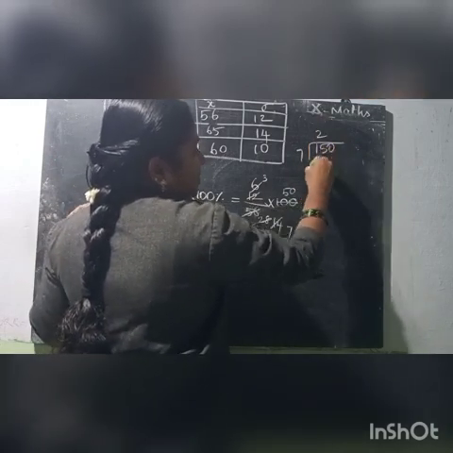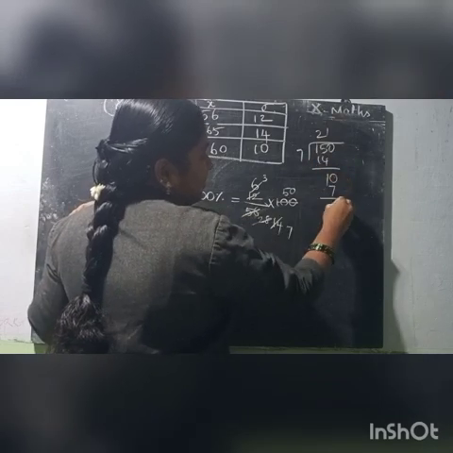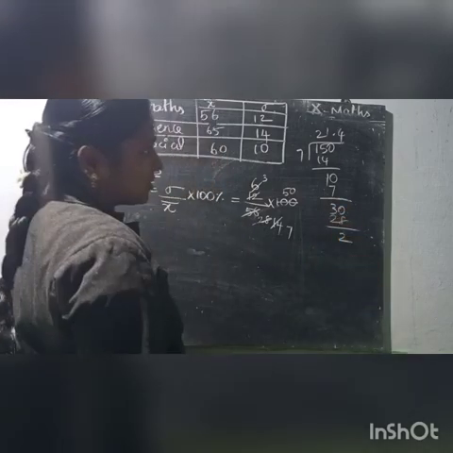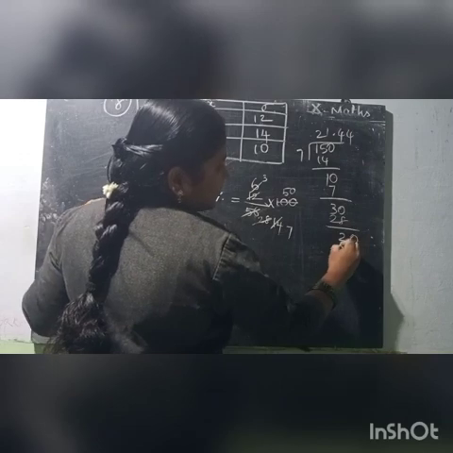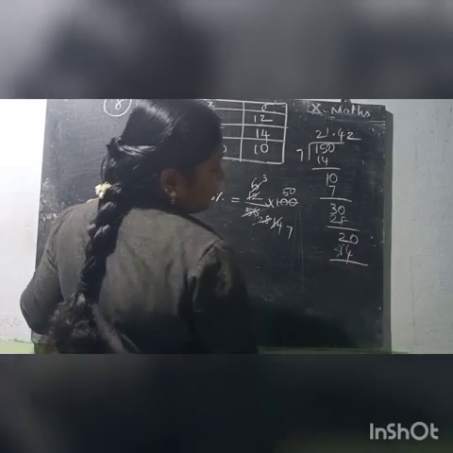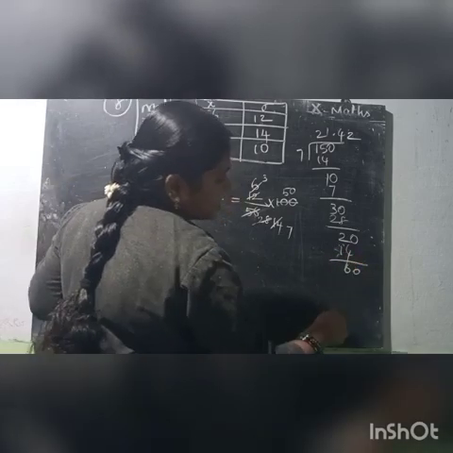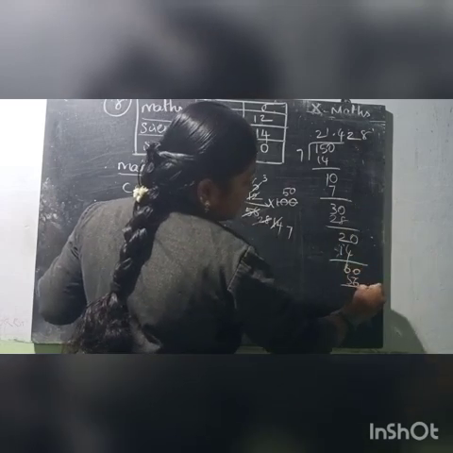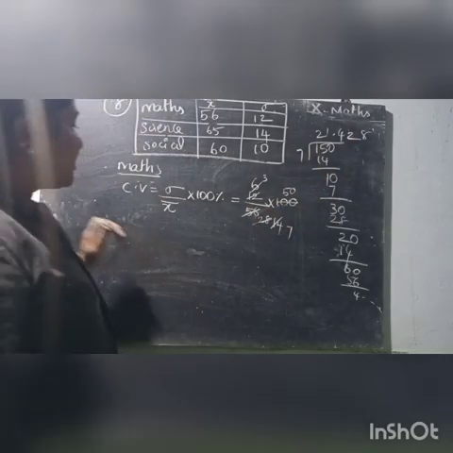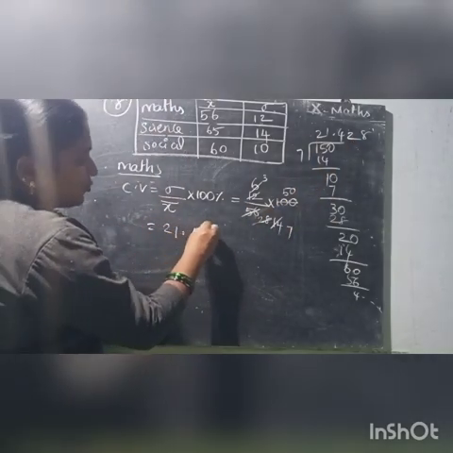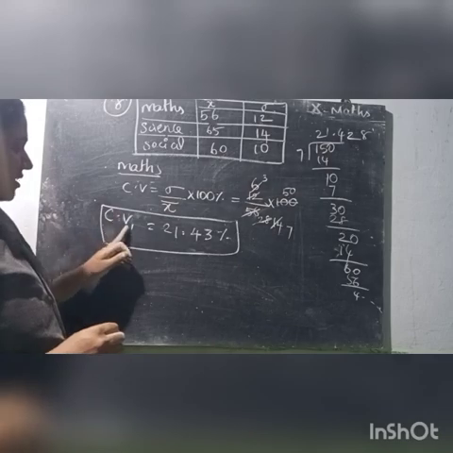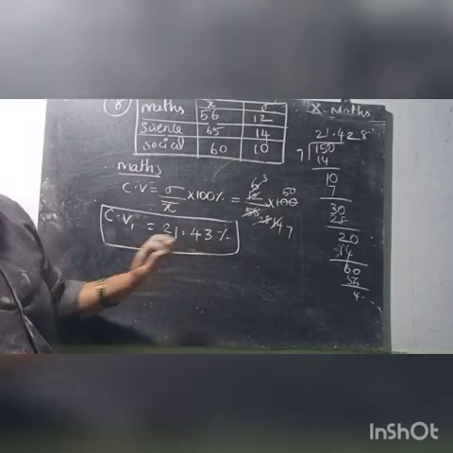7, 2 times 14, balance 1, then 0, 1 times 7, 3, keep decimal. So in 30, 4 times 28, balance 2. In 20, 2 times 14, so balance 6. So in 60, 8 times 56, then 4, then it will continue. We can stop at 2 places of decimal. So 21.43 percentage. So the coefficient of variation for the first subject, CV1 equals 21.43 percentage.